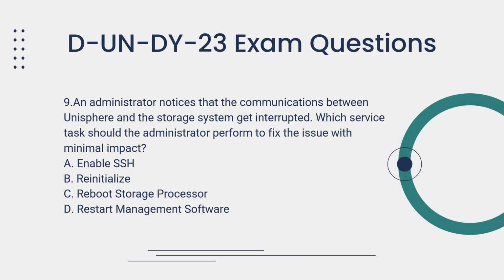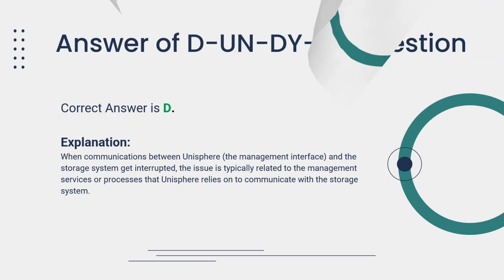An administrator notices that the communications between UnityVSA and the storage system get interrupted. Which service task should the administrator perform to fix the issue with minimal impact? A. Enable SSH. B. Reinitialize. C. Reboot storage processor. D. Restart management software. Correct answer is D.